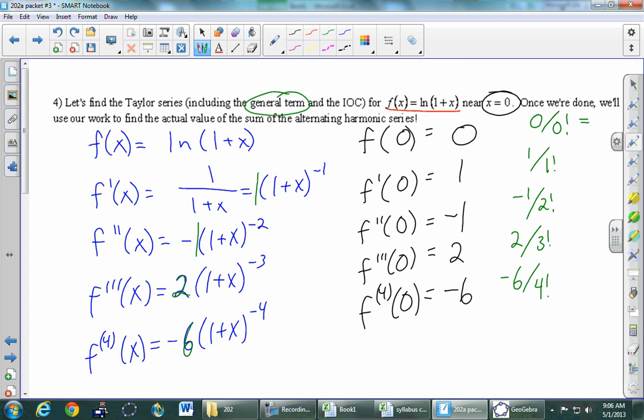So what is this first coefficient? That's a 0. The next one is a 1. Next one, minus a half. Next one, 2 over 6, which is a third. Last one, negative 1/4. That's right.